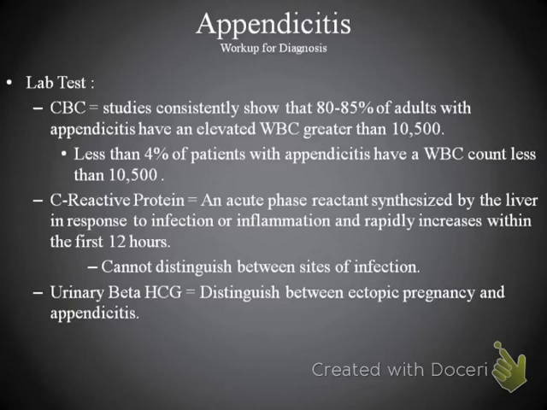An important thing is urinary beta-HCG, which distinguishes between ectopic pregnancy and appendicitis. As we know, ectopic pregnancy can almost mirror the symptoms of appendicitis, based on the pain. So we really need to know if the patient is pregnant, and if the patient is pregnant, then a possible ectopic pregnancy cannot be overlooked. It has to be actually looked at, because this could be a case as well.